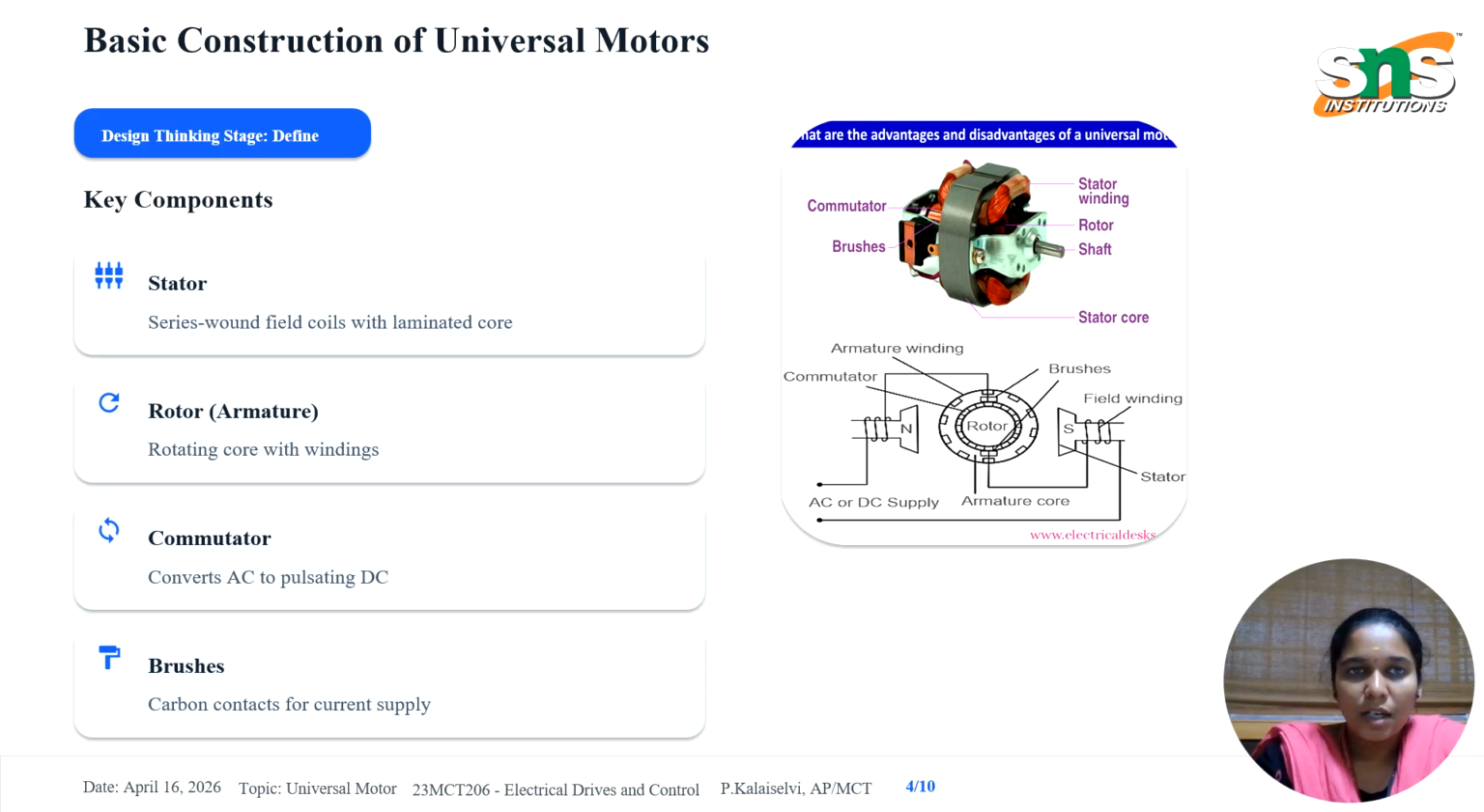The universal motor consists of the following main parts: stator, rotor, commutator and brushes. The stator consists of a laminated steel core with series field windings. The rotor is a rotating core with armature windings. The commutator converts the AC supply into pulsating DC in the armature, and the brushes are carbon brushes which supply current to the rotating armature.